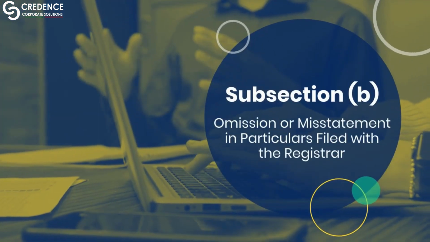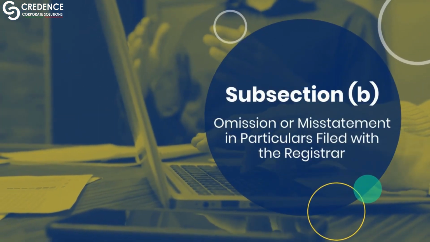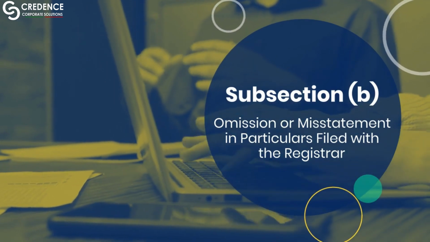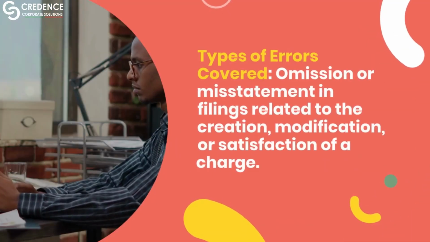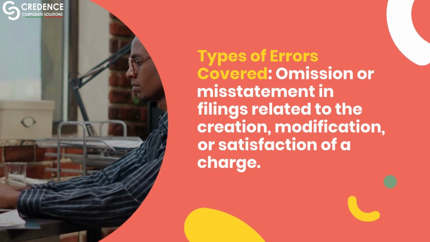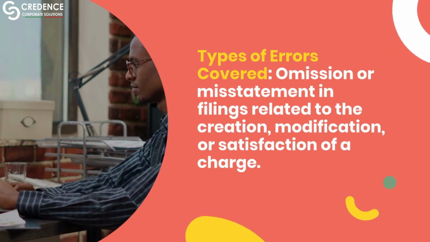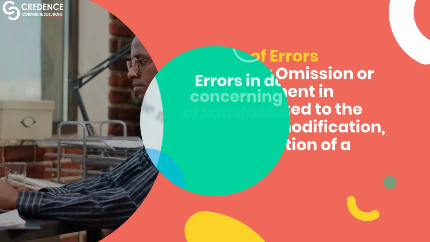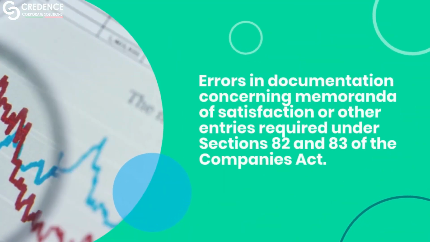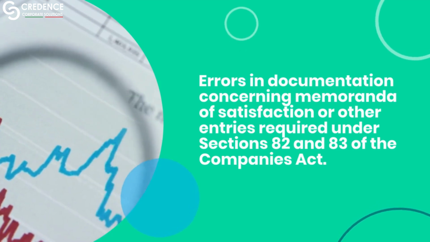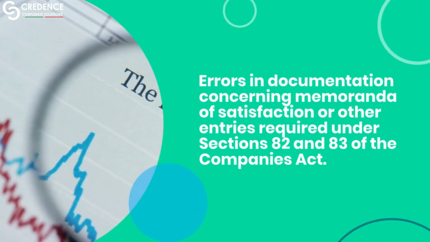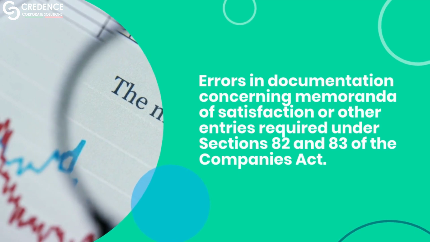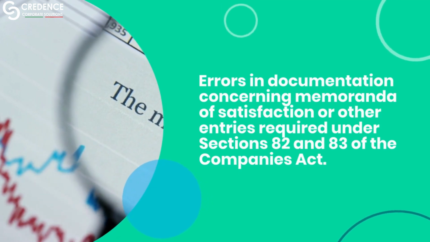Subsection B. Omission or misstatement in particulars filed with the registrar. Types of errors covered. Omission or misstatement in filings related to the creation, modification, or satisfaction of a charge. Errors in documentation concerning memoranda of satisfaction or other entries required under Sections 82 and 83 of the Companies Act.